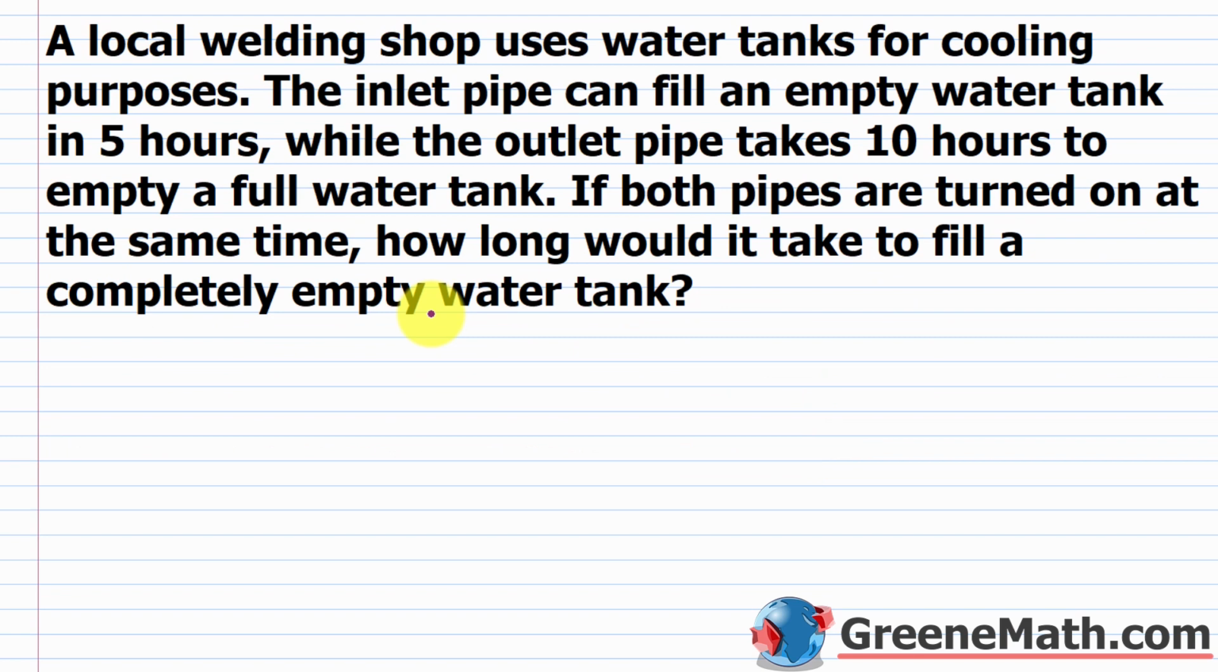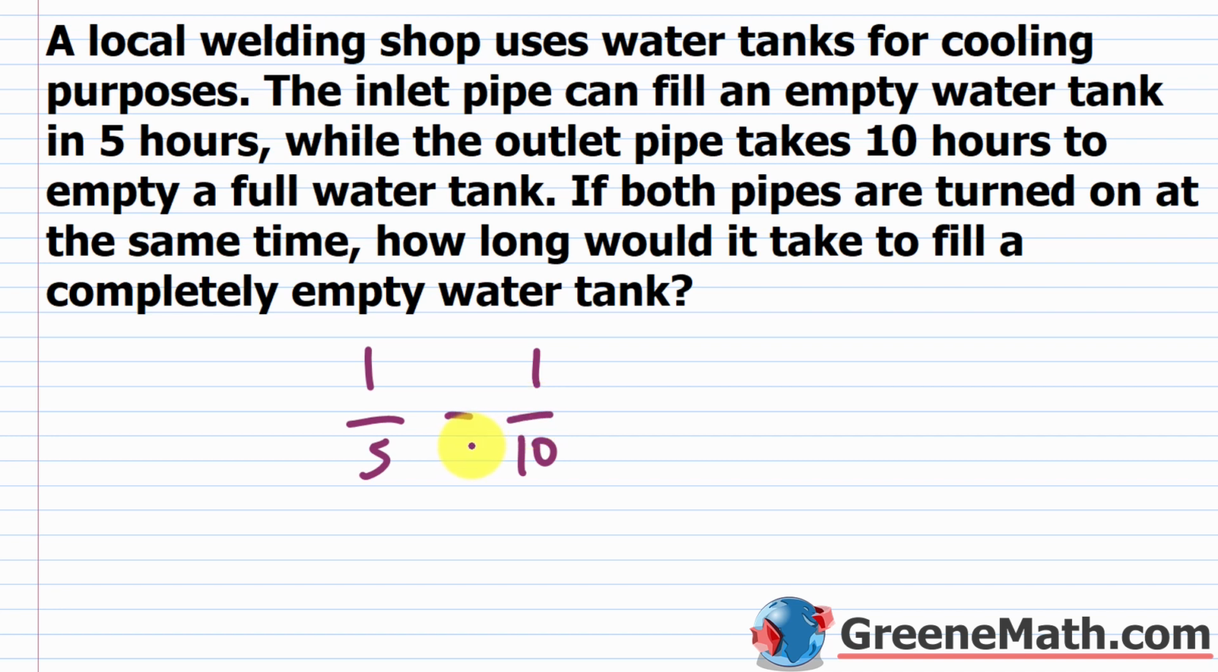So if you had an empty water tank, then this inlet pipe could fill it in 5 hours. So in other words, in 1 hour, it's done 1/5 of that job. Then for the outlet pipe, if you had a completely full water tank, it can empty it in 10 hours. So in 1 hour, it's done 1/10 of that job. So since these guys are competing forces, you would take this guy right here, the amount that came in an hour, and subtract away this guy right here, the amount that went out in an hour, right? Because I'm trying to fill it. So this is what I'd want to figure out first.